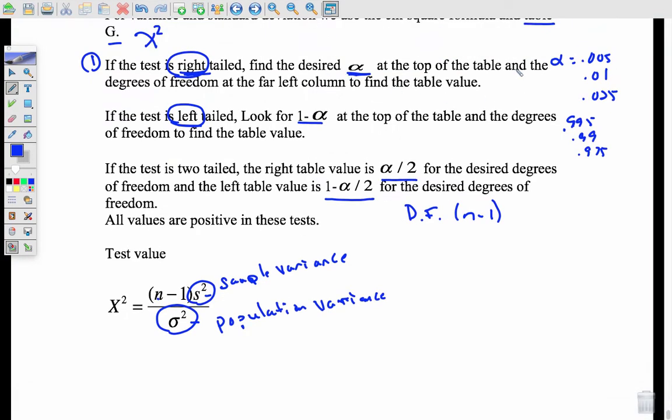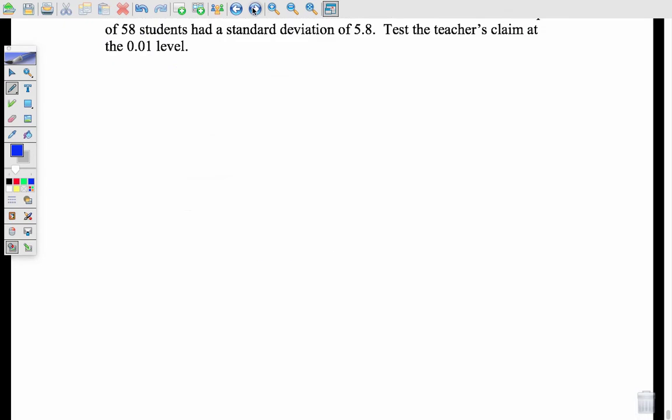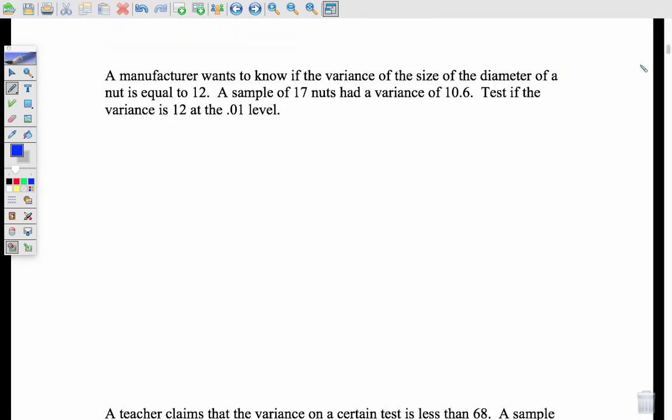So from here, we'll go ahead and move on and try our first example. You can read here, a manufacturer wants to know if the variance of the diameter of a nut, so we're testing variance here, is equal to 12. A sample of 17 had a variance of 10.6. Test if the variance is 12 at the 0.01 level.